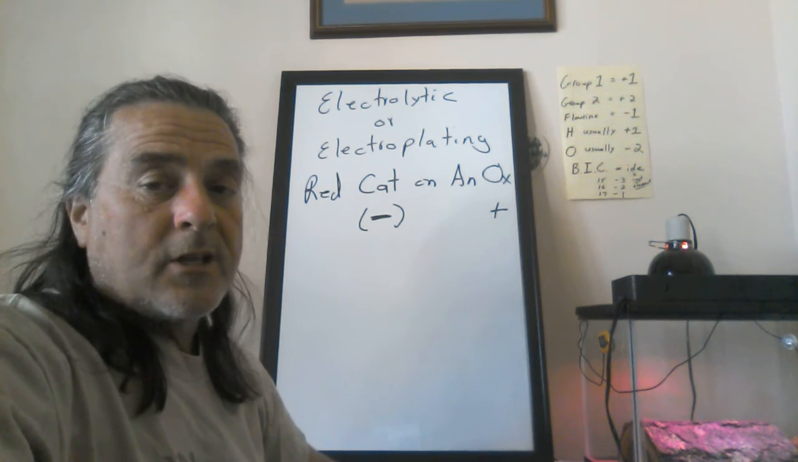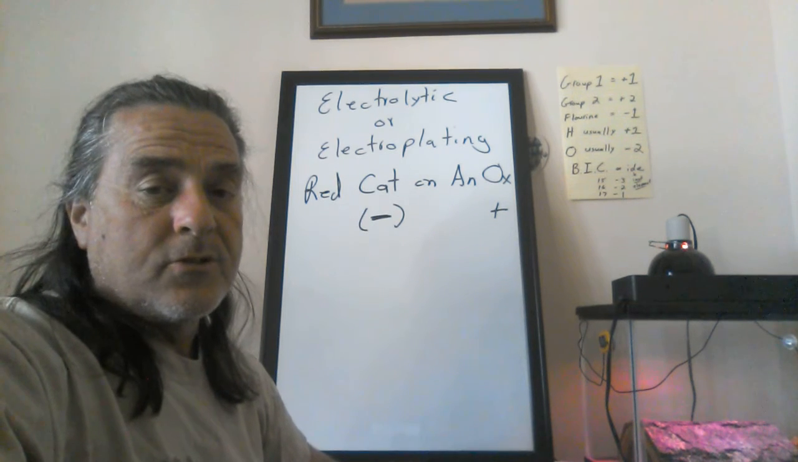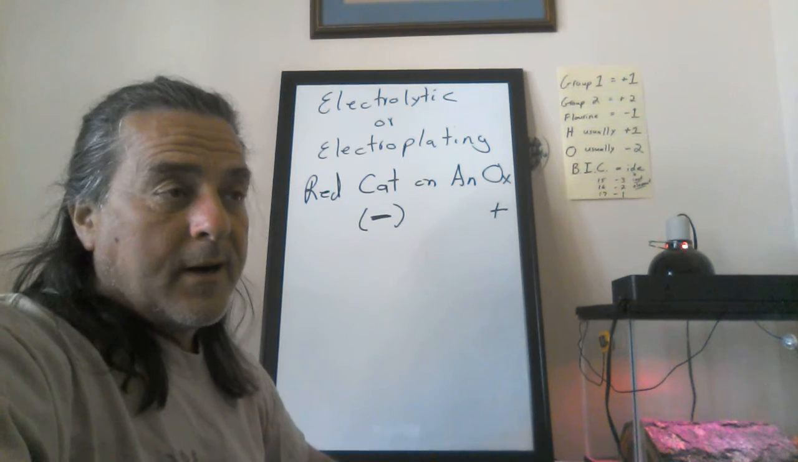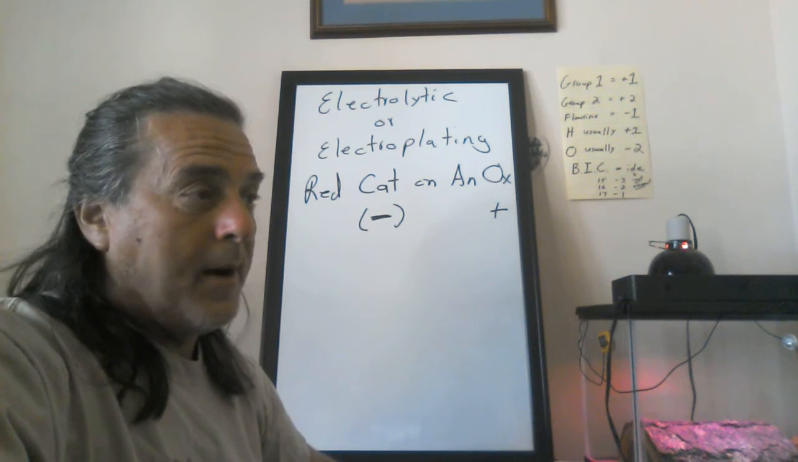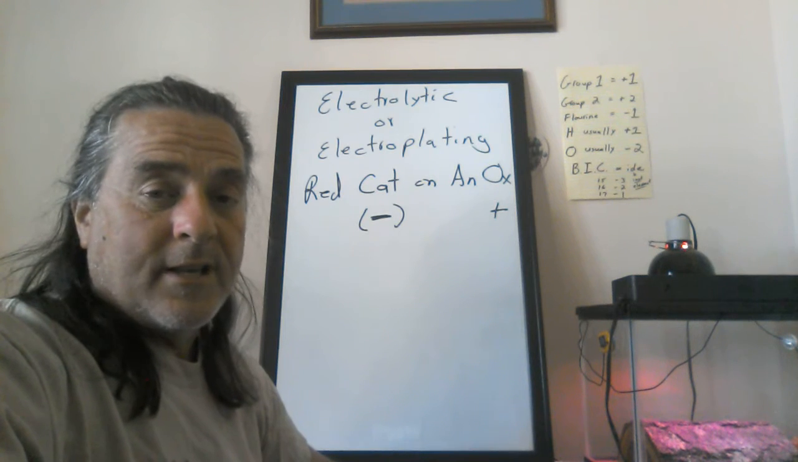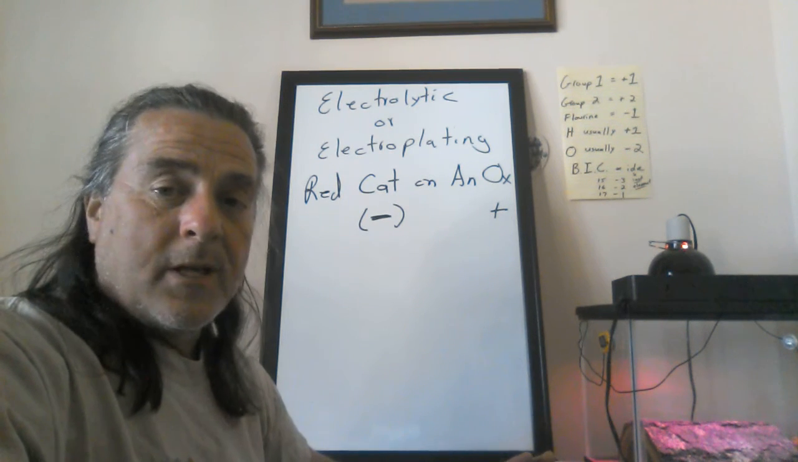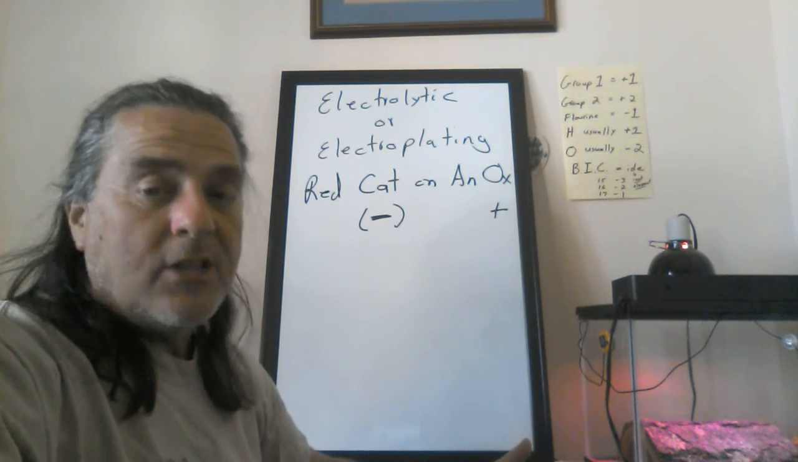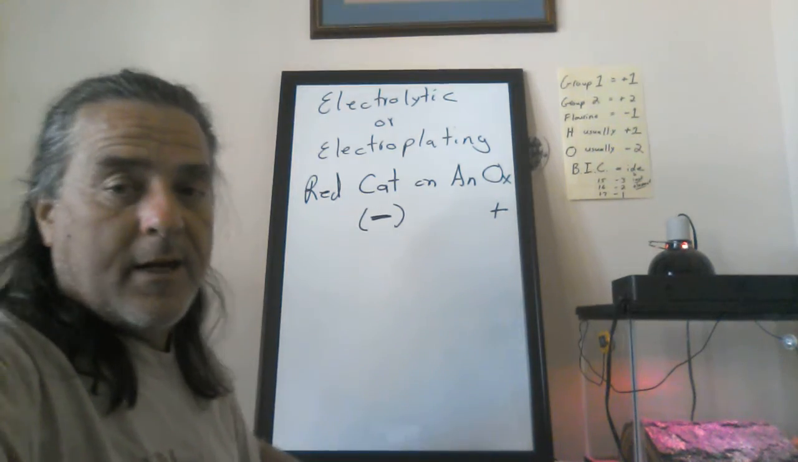I'm thinking realistically I should probably do this as two separate lessons. To do it all at once might be too much. I might do the electrolytic and electroplating cell separately. I think I'm going to start with the electroplating cell because that's actually the easier one to do. All right, and I'll show you how that works.